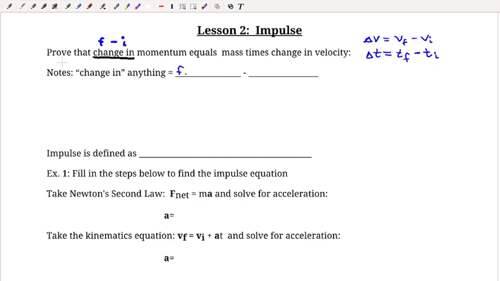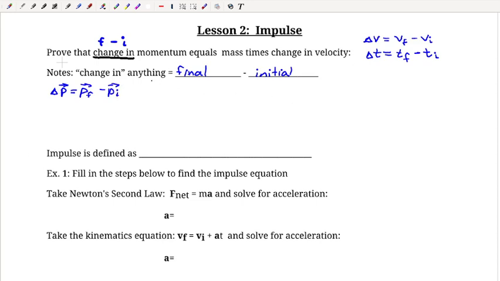So here we're going to write that out. Final of whatever it is minus initial. The final condition minus the initial condition. So in terms of momentum, we're thinking change in momentum. Remember, momentum is a vector quantity. That would be your final momentum as a vector minus your initial momentum as a vector. So change in momentum equals momentum final minus momentum initial.